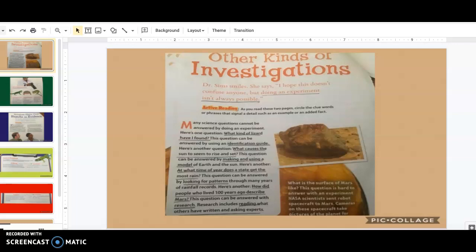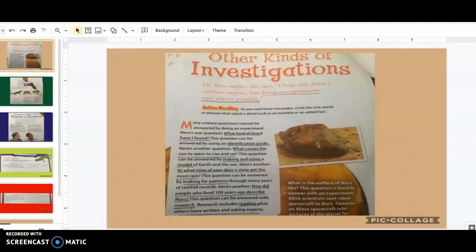So today in science, we're going to be working on pages 10 through 13 in our science book, chapter 1. So if you have not already gotten your green folder and pencil, please go get it now. We'll give you a few seconds to go get that. So once you get your folder, open it up and take out chapter 1, please. Open up to page 10.